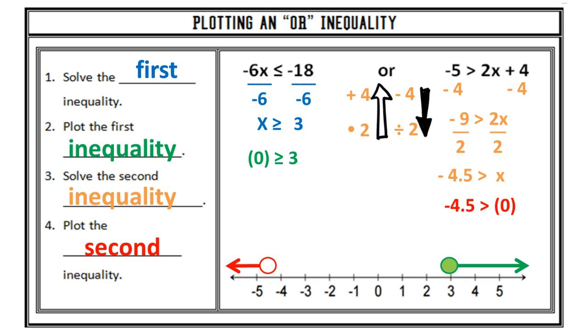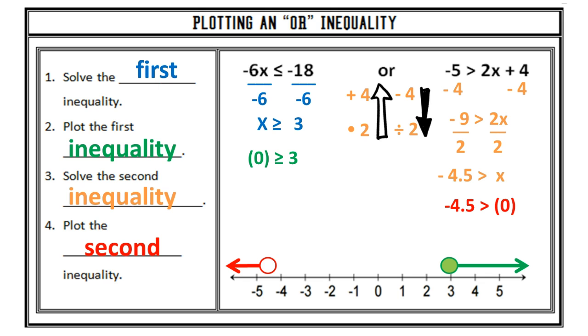Generally speaking, or inequalities point away. This isn't always the case, but generally speaking it is. All the values to the left and all the values to the right represent our solutions. We have solutions to our first inequality to the right, or we have solutions to our second inequality to the left.